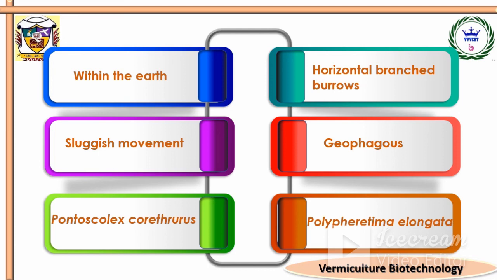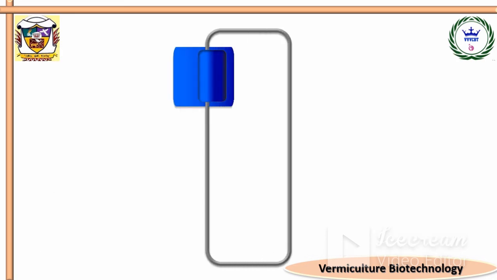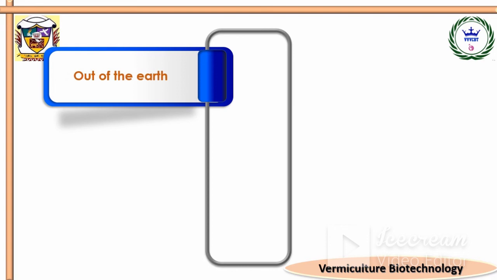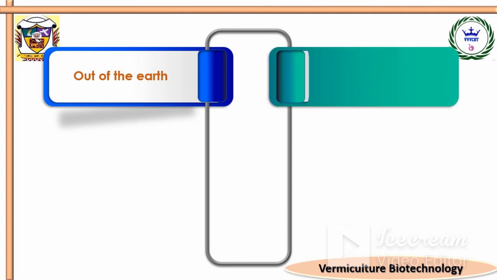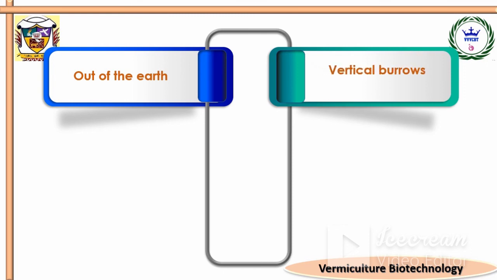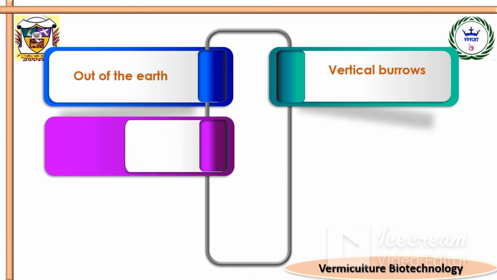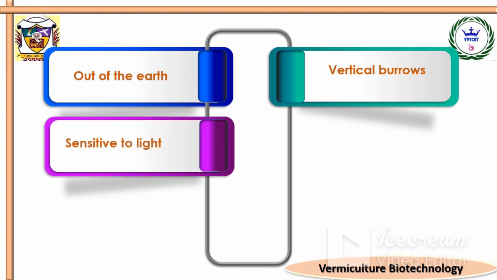Third type is anecic form or the deep soil dwellers. Anecic is a Greek word meaning out of the earth. That is, they burrow in deep soil. They live in deep soil in vertical and permanent burrows. The walls of the burrows are lined by their excreta and mucus. They move into the burrows slowly and are humus farmers. At night, they come to the surface and drag dead leaves into their burrows.